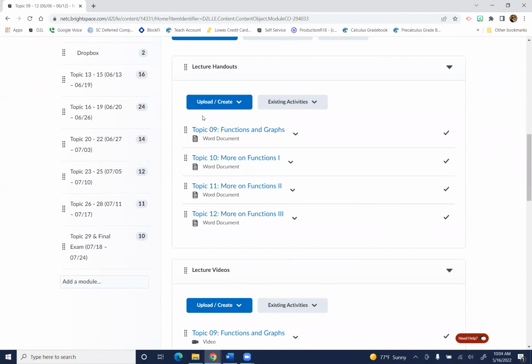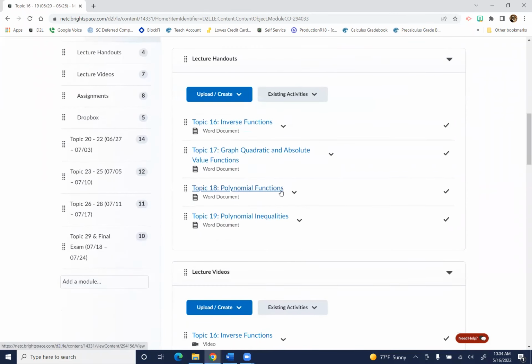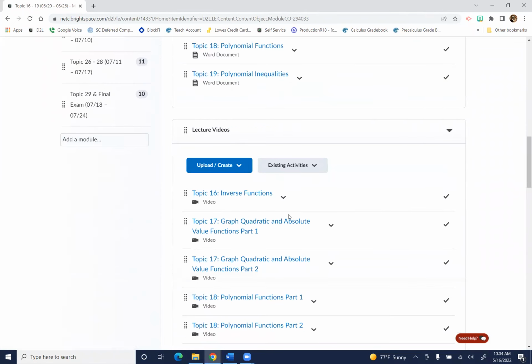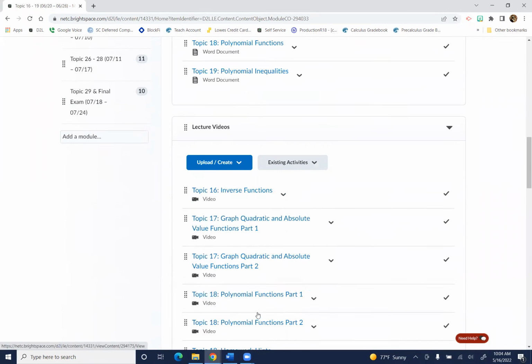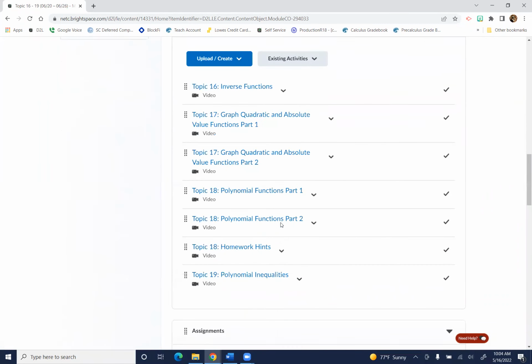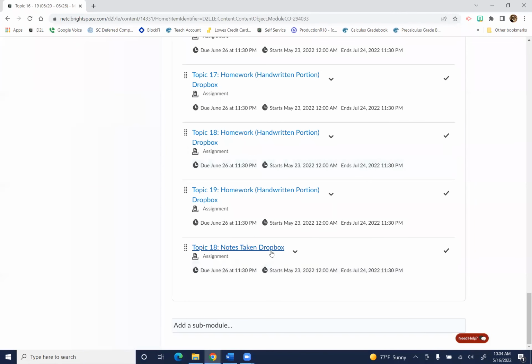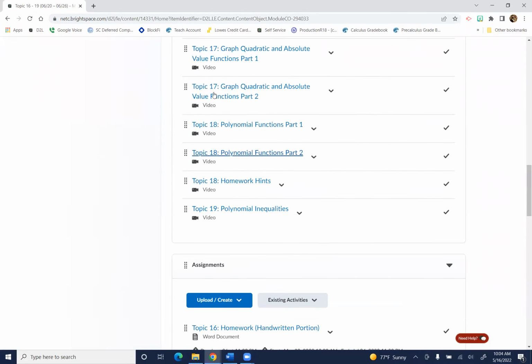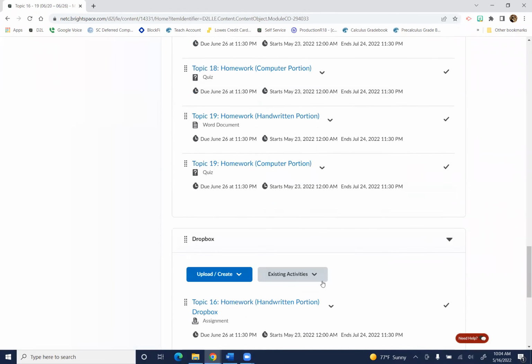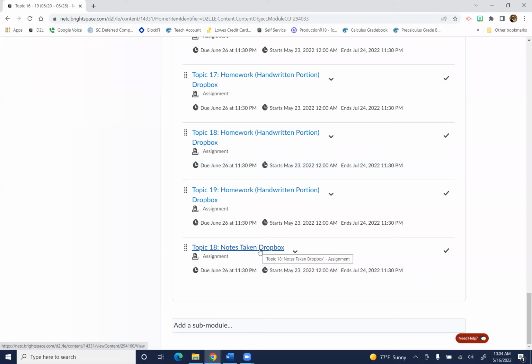So basically every week, you print or copy down, and I can just go to any other week. For any given week, you print or copy down the lecture handouts, then you watch the lecture video and take notes on the handouts. Once you finish taking the notes, you just need to turn in one set of notes. For this particular week, you will need to turn in the topic 18 notes. You already took notes for 16 through 19, but I only need you to turn in one of them, so you don't have to turn in so many at one time.